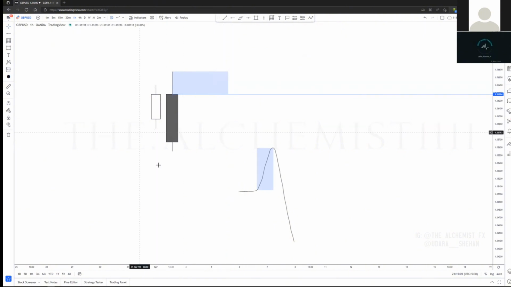Very, very important, because we will be using rejection blocks a lot. The wicks, the unmitigated base of the wick, we will be using that a lot. I'll show you a lot of examples. So can you understand this? You understand the logic behind it, right? I hope it is clear.